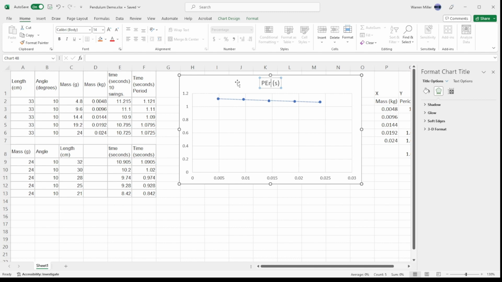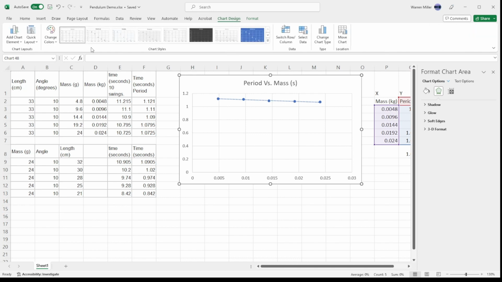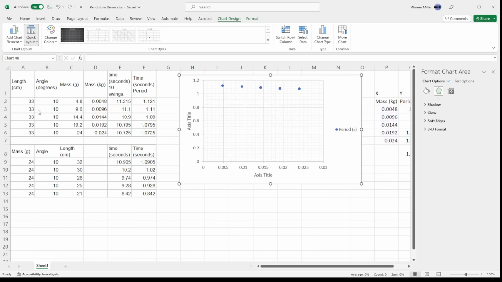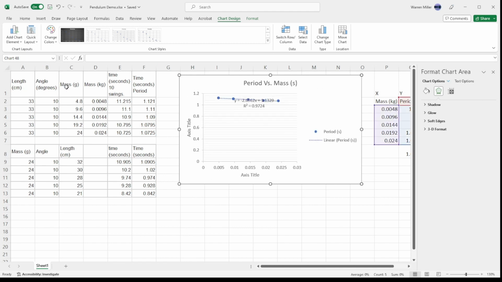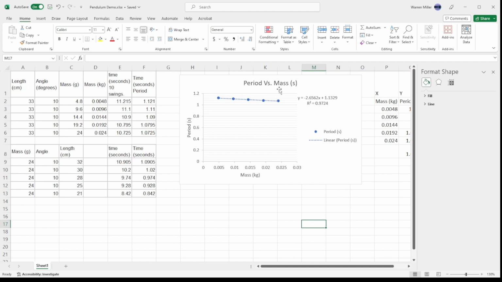Now this graph, we should title it, obviously. This is period versus mass. In this case, we also want to tune it up a little bit. I would like to pick a chart design that's going to look nicer, one that gives us axes labels. Quick layout is usually helpful. There we go, quick layout is good, and that one's pretty good. So I'll just move all this data over here for later. This bottom title was the mass in kilograms, and the side title was the period in seconds. So now we can see the mass versus period graph.